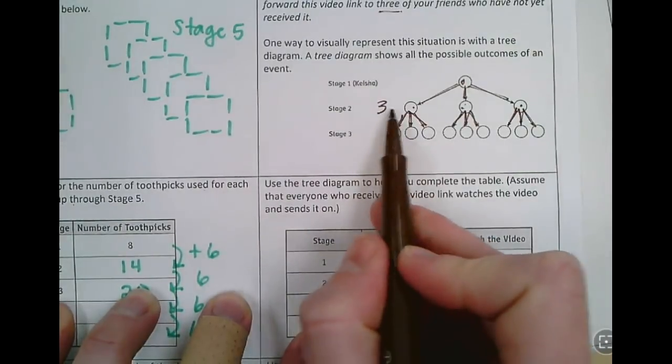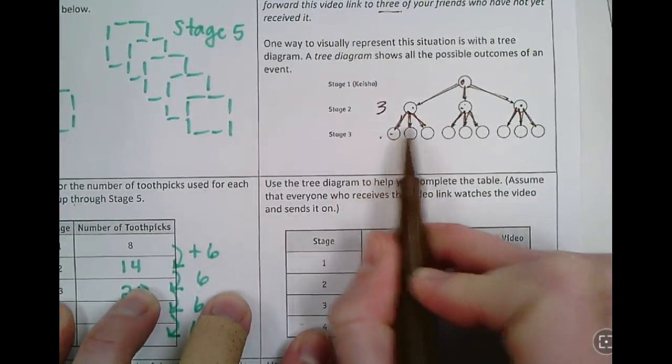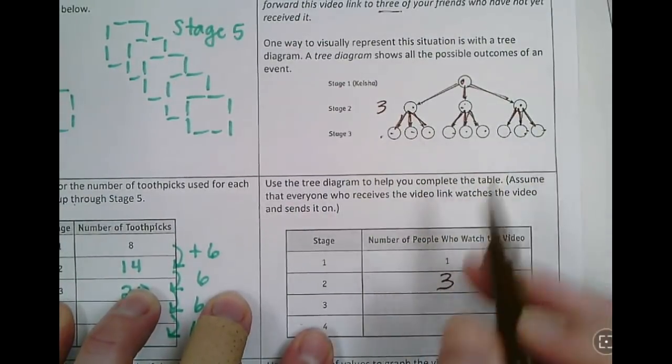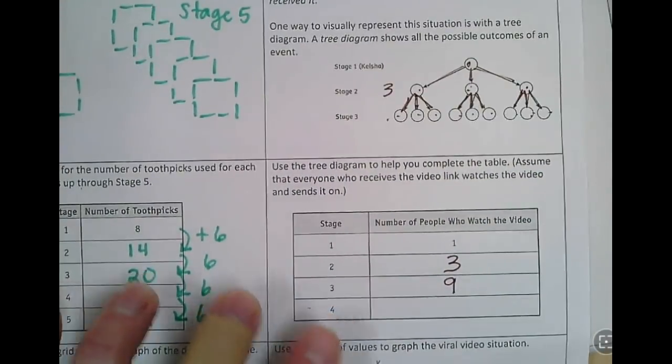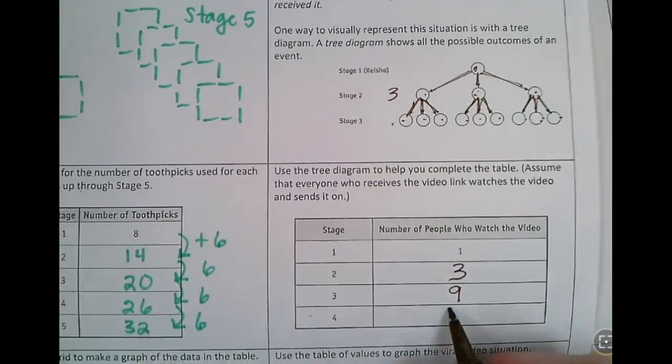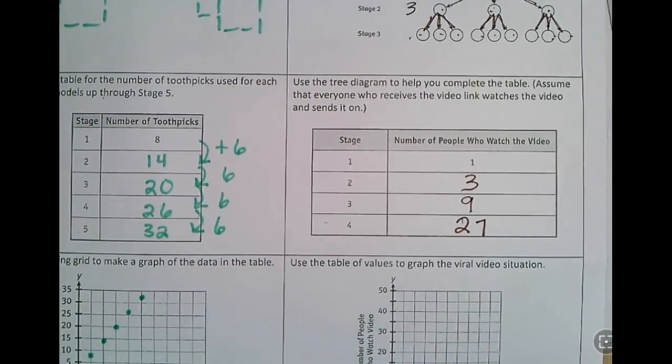Now after stage 2, they send it on, and we have 3 friends from each of those friends who are watching this video. So now we have 9 people who are watching that video on that stage. What would be the next amount? All right, if you said 27, you would be correct, because each of those 9 people sent it to 3 of their friends, and if you have 9 people send it to 3 people, you have 27 people now watching this video.